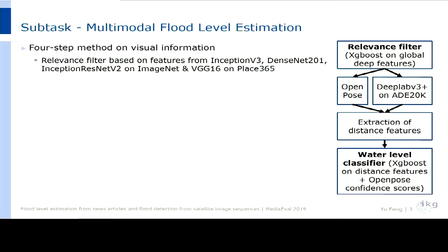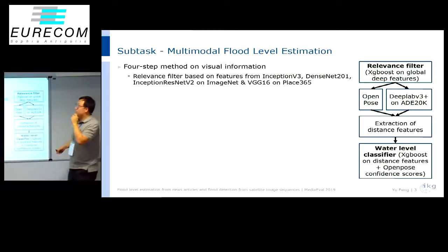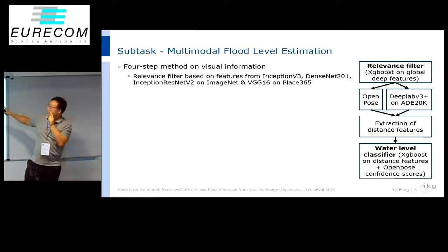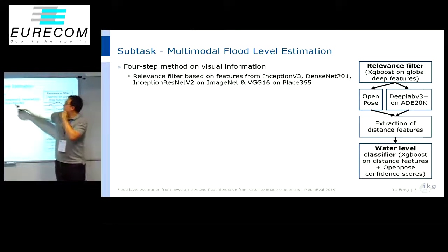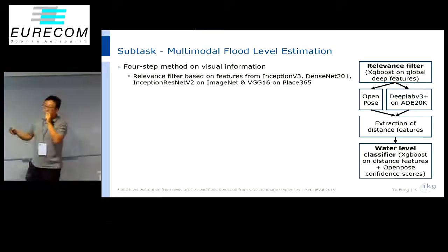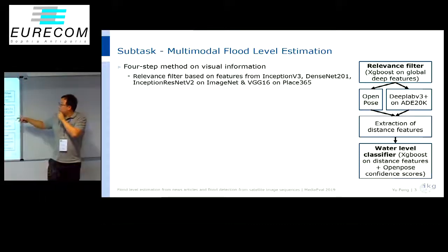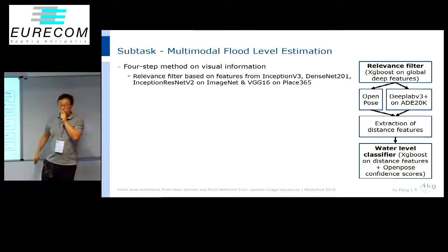For the first task, we have a rule-based method. We have a four-step method. First, we check whether the image is water relevant or not, based on global features created by a network pre-trained on ImageNet or Places365, and we say whether this image is flooding or not. After that, we process the flood-related image with OpenPose and DeepLab V3, which are trained on the ADE20K dataset.